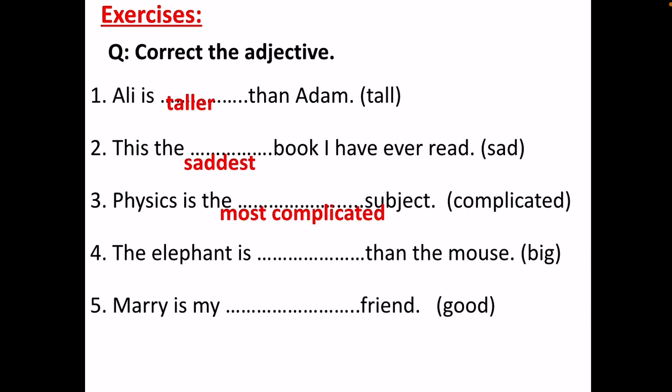The elephant, we have than, so we're going to use a comparative adjective. We have here consonant, vowel, consonant, so we're going to double the g. The elephant is bigger than the mouse. Mary is my, we have my, a possessive, so we can use the superlative adjective. Mary is my best friend.